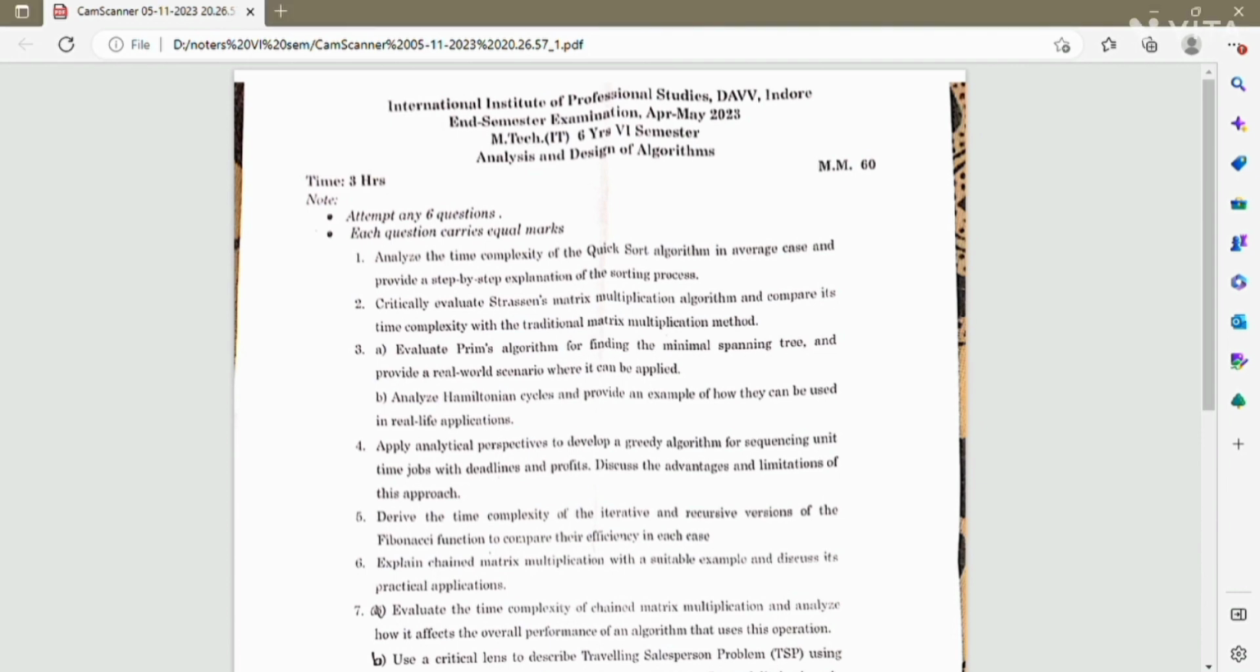Question: critically evaluate Strassen's matrix multiplication algorithm and compare its time complexity with the traditional matrix multiplication method. Strassen's matrix multiplication is the divide and conquer approach to solve the matrix multiplication problem. The usual matrix multiplication method multiplies each row with each column to achieve the product matrix. The time complexity taken by this approach is order of n cube.